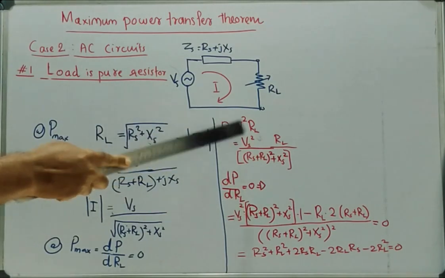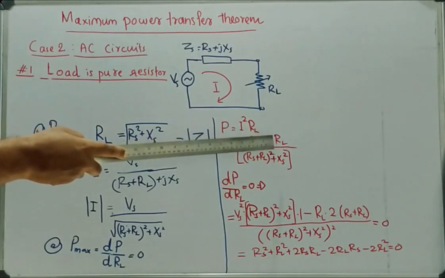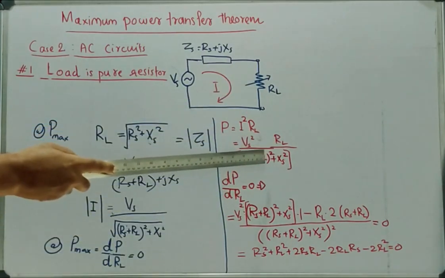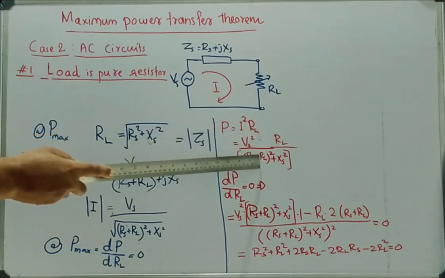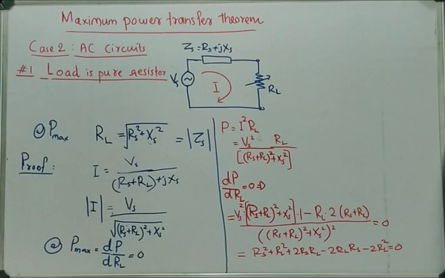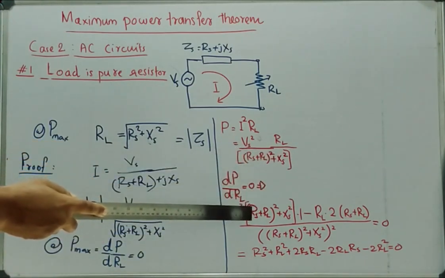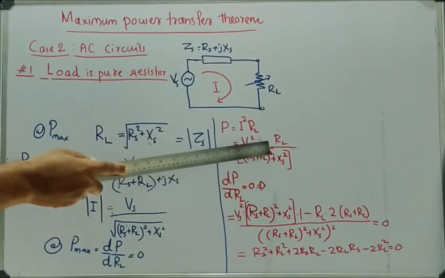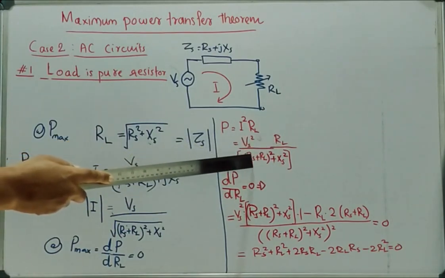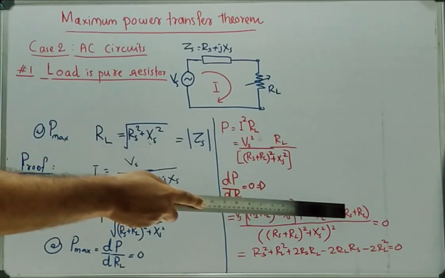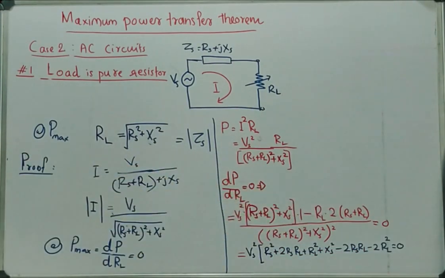Here Vs square is constant, therefore we can take Vs square outside. Again we can use the u by v rule: v into the derivative of u minus u into the derivative of v, divided by v square. So Vs square into Rs plus RL whole square plus Xs square, into the derivative of RL with respect to RL, which is 1, minus RL into the derivative of this, that is 2 into Rs plus RL, divided by this square, and equal to 0.